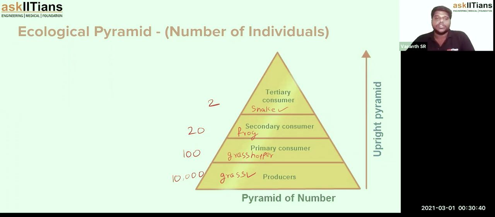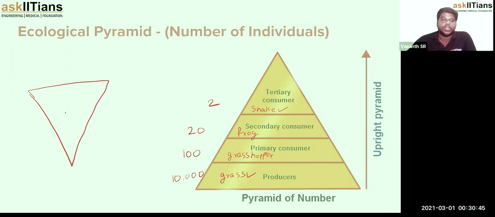But there are possibilities where there will be an inverted pyramid. That is also possible. In this case, it will be only one tree, and in that tree there could be more insects, and to actually have these insects eaten, you can have more birds. So likewise, there is an ecological pyramid which is also inverted. Both of them are based on numbers. The one we saw in the first case, with snake, frog, grasshopper, and grass, is an upright pyramid, and this is an inverted pyramid.